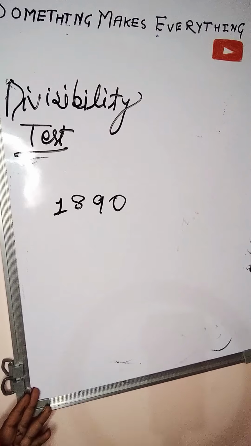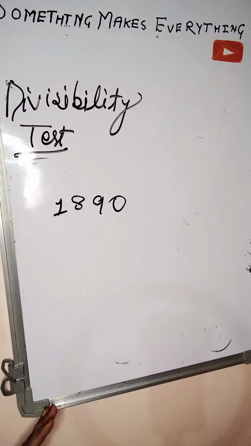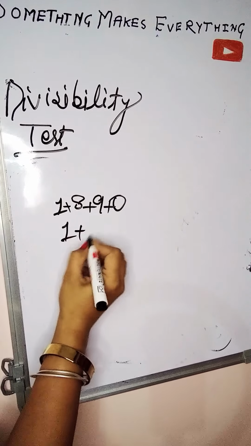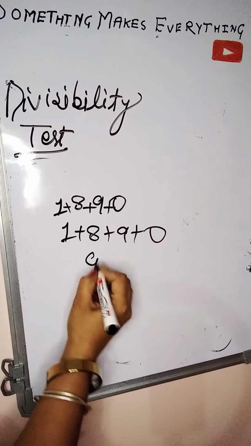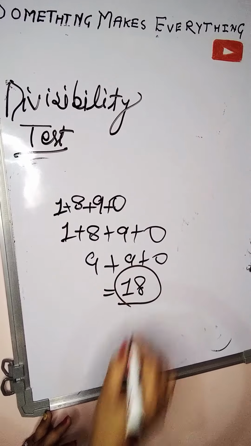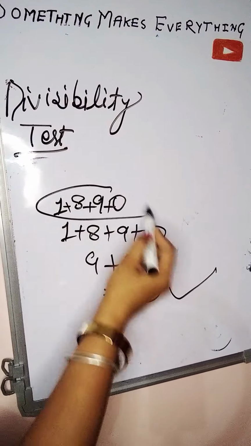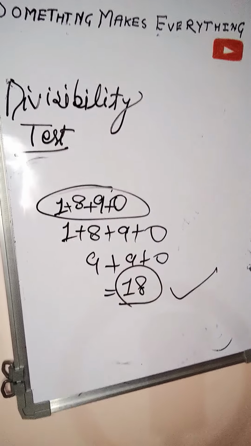You can take one more number here, 1890. Now you are supposed to check whether this number is completely divisible by 3 or not. You will just add the digits here, 1 plus 8 plus 9 plus 0. So this will be 18. So this 18 is completely divisible by 3, which means this 1890 is also completely divisible by 3. This was the rule for the number 3.